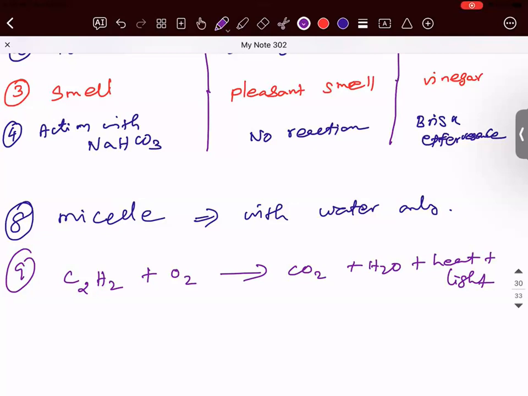So 2 carbon is there, but here only 1 carbon is there. Then it becomes 2 CO2. Okay, 2 hydrogen is there, 2 hydrogen is there. When you are comparing oxygen, it becomes 4 plus 1, 5.